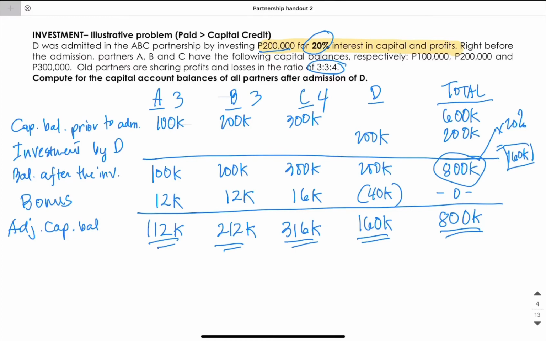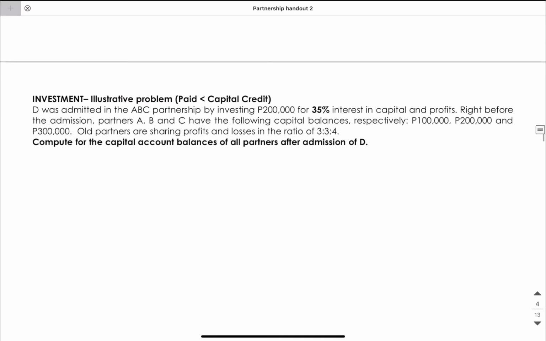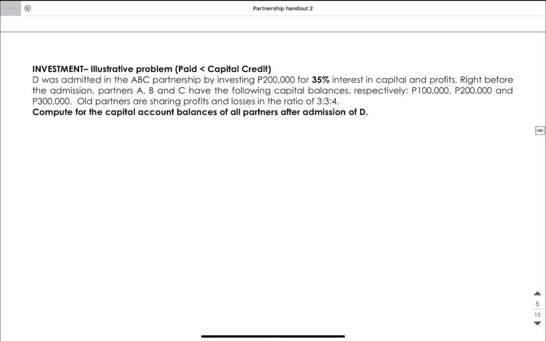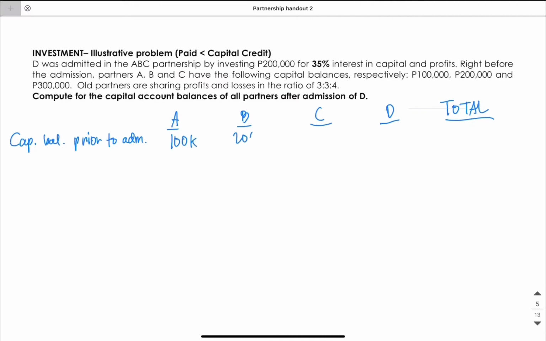Now, let's proceed to another problem relating to investment. At this time, the amount paid is less than the capital credit. So same, we have to first determine the capital balances prior to admission of the new partner. So these are your capital balances prior to admission. For partner A, again, we have 100,000, 200,000, and 300,000. So that's a total of 600,000.